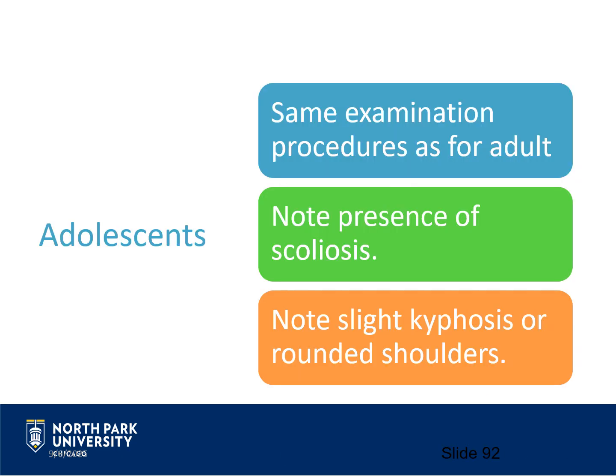Adolescents, we're going to do the same examination as we would for an adult. The big differences, we're looking for scoliosis and noting slight kyphosis or rounded shoulders. And we don't look for these in adults because the curvature is going to stop once they stop growing. And really, there isn't anything we're going to do for an adult that may have a slight curvature.